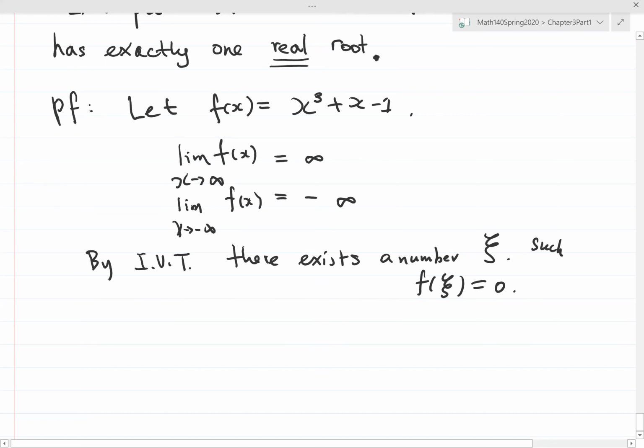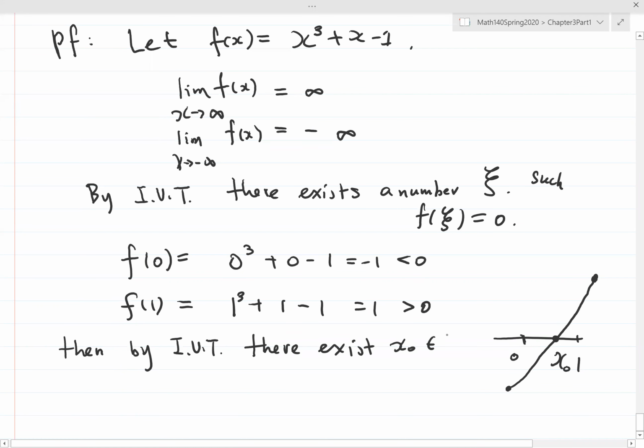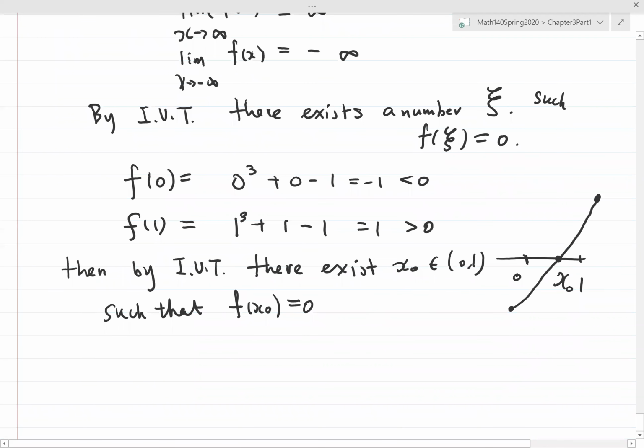Now you can get more information. For instance, f(0): you plug in 0, 0 cubed plus 0 minus 1, which is negative 1, less than 0. f(1): 1 cubed plus 1 minus 1, which is 1, positive. So from 0 to 1, it changes sign. Then by the intermediate value theorem, there exists a number x0 in (0, 1) such that f(x0) is 0. That is the one real root.